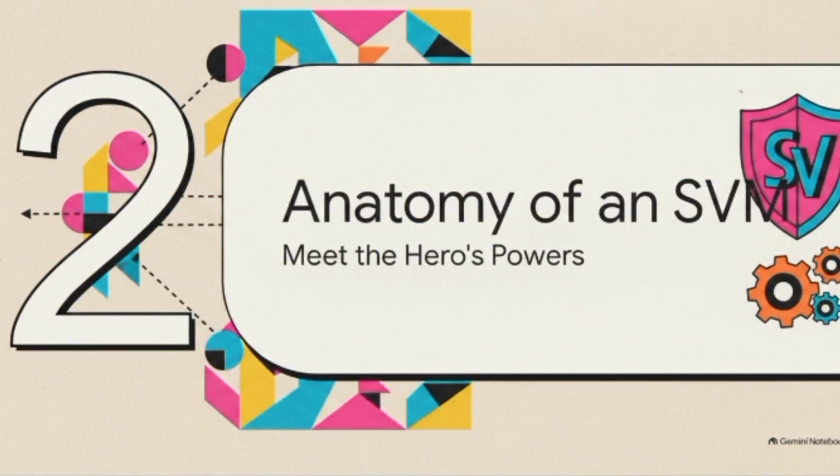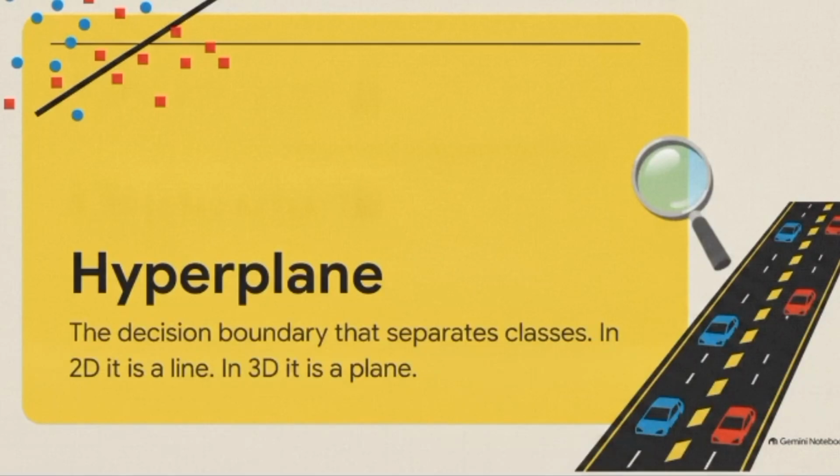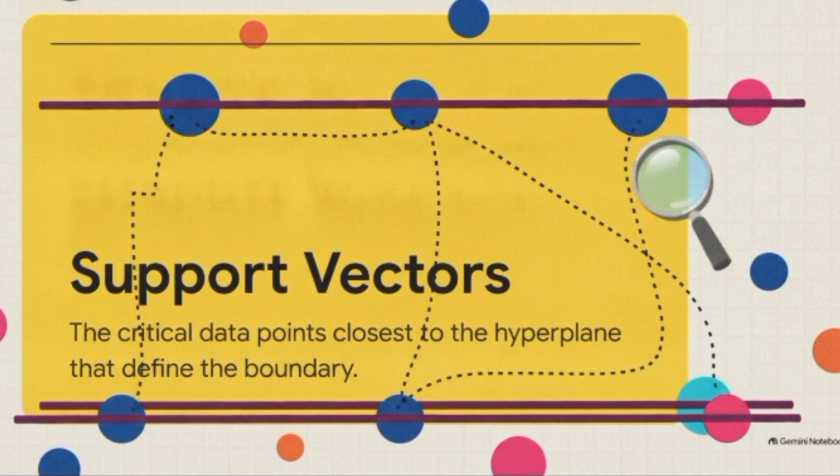Section 2, Anatomy of an SVM. Meet the hero's powers. Let's completely demystify the vocabulary of this algorithm and translate these kind of intimidating terms into plain English. First up, the hyperplane. This is simply the decision boundary that separates your classes. If you're looking at a standard flat 2D graph, the hyperplane is really just a straight line. If you step up into 3D, well, it's a flat plane. Just think of the hyperplane like the median strip of a highway that perfectly and safely separates two opposing lanes of traffic.